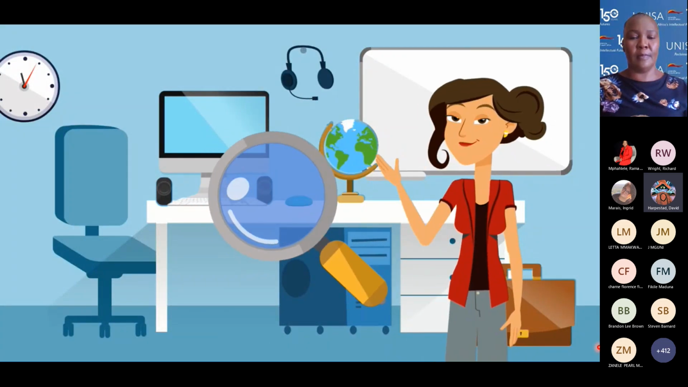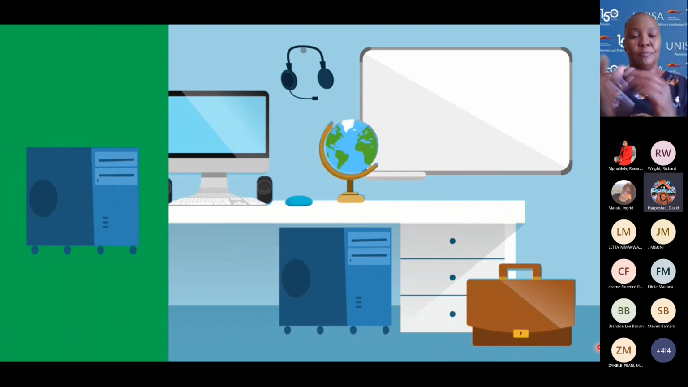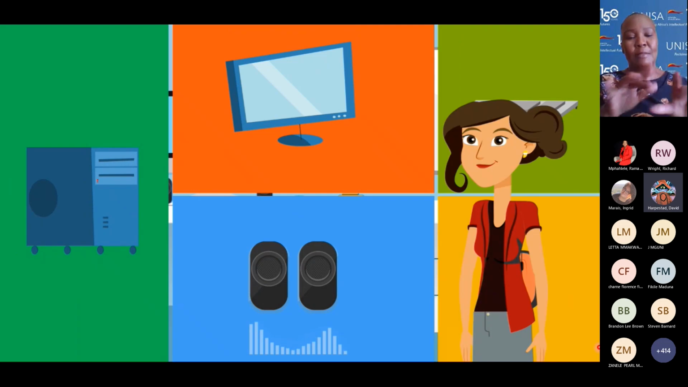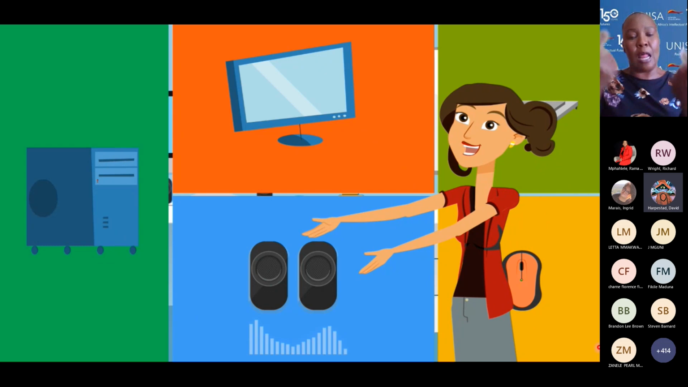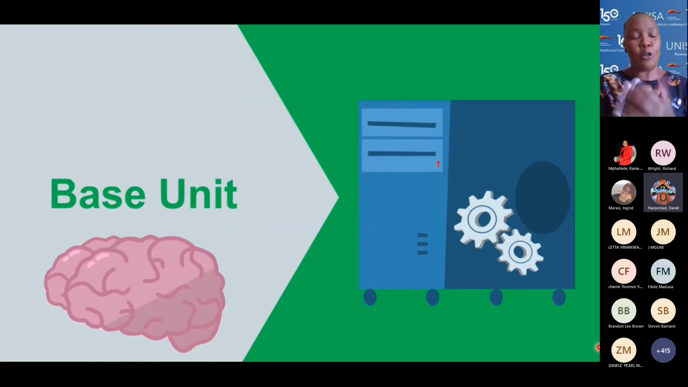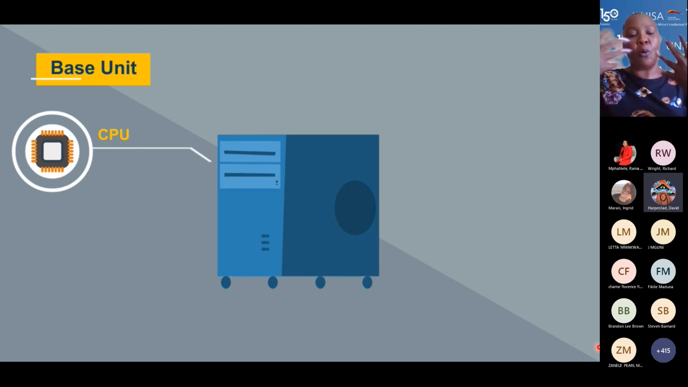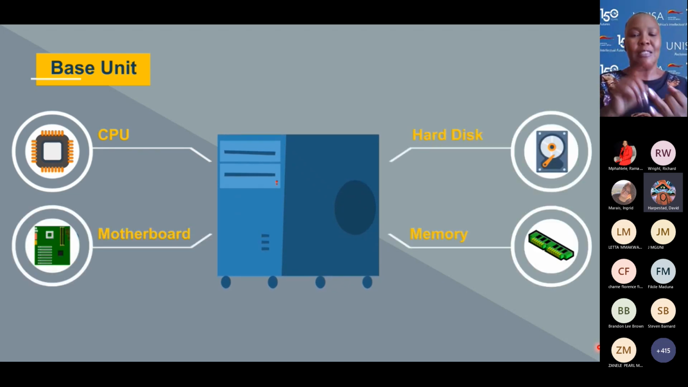Let's take a look at the primary hardware components that make up a computer. This includes the base unit, the monitor, the speakers, the keyboard, and the mouse. Each part serves a purpose that allows us to operate and interact with the computer. The base unit holds the brains of the computer, the physical parts that process information and make the computer function. It contains important components like the CPU, or central processing unit, the motherboard, the hard disk, and the memory units.